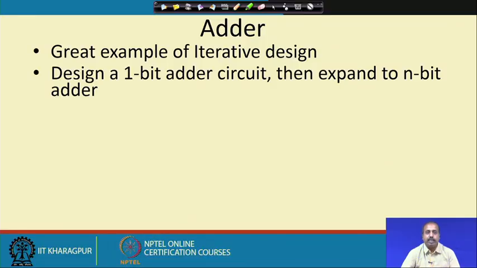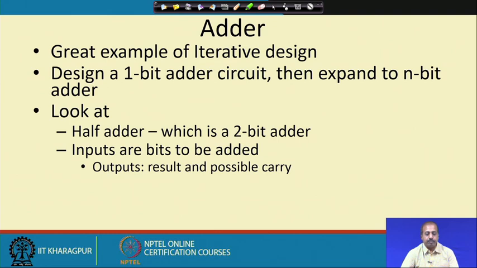This 1-bit adder has two 1-bit inputs and it produces the sum and carry bit, and then this 1-bit adder can be expanded to have any arbitrary n-bit adder. We will look into the half adder first, which is a 2-bit adder; the inputs are the bits to be added and the outputs are the result and possible carry.